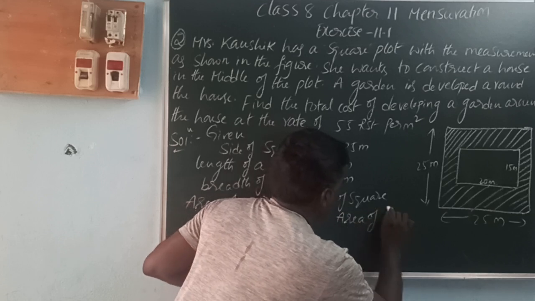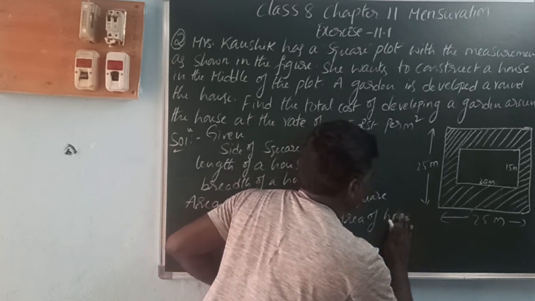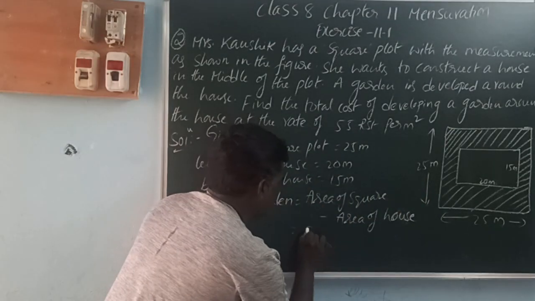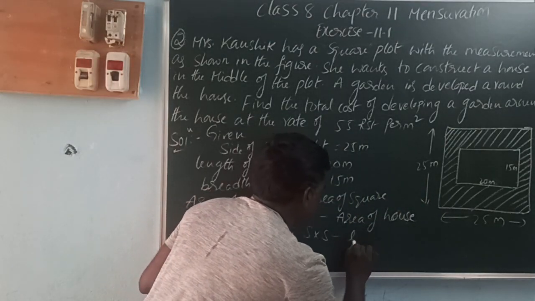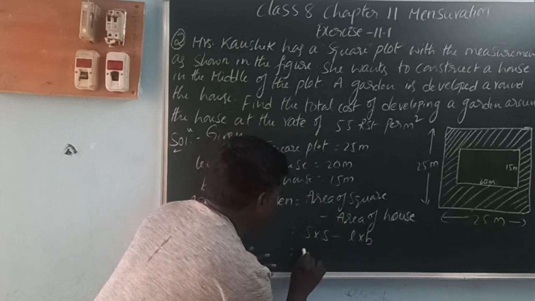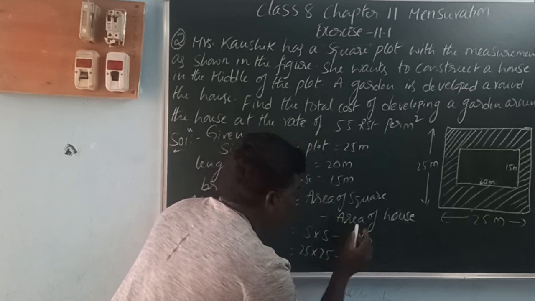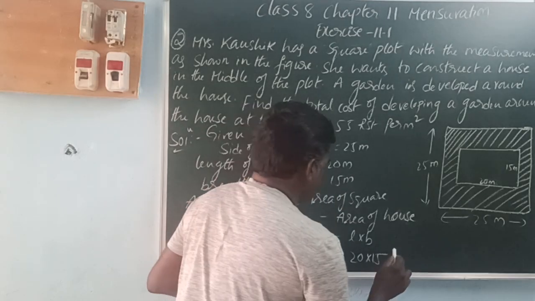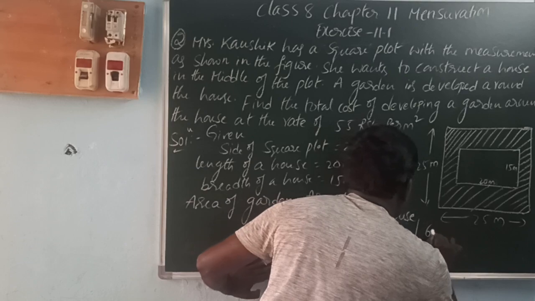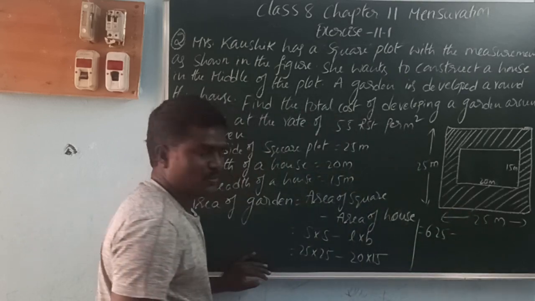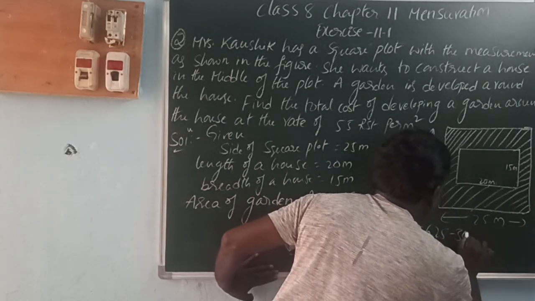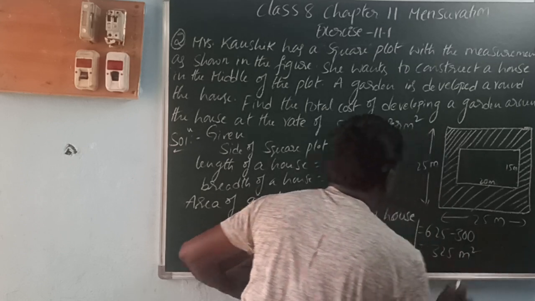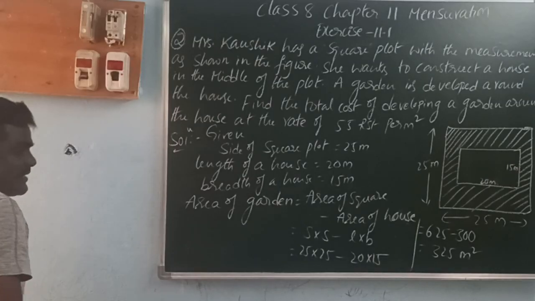Area of square is side into side, minus area of rectangular house, length into breadth. So side 25 into 25 minus length 20 into 15. So 25 into 25 is how much? 625 minus 20 into 15, 300. So 625 minus 300, how much? 325 meter square.